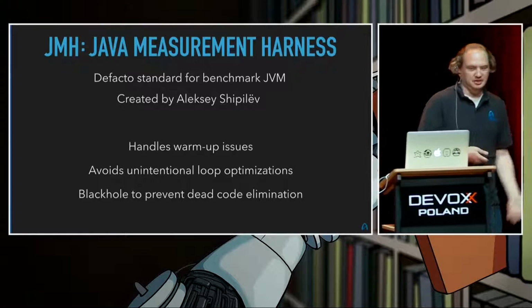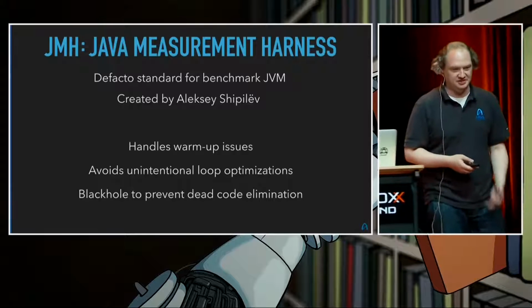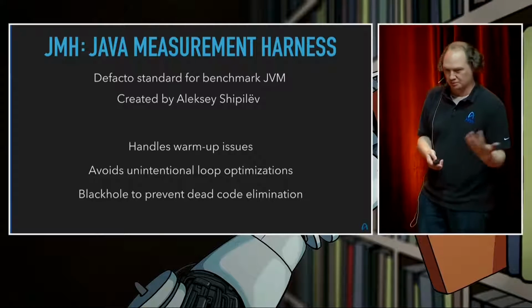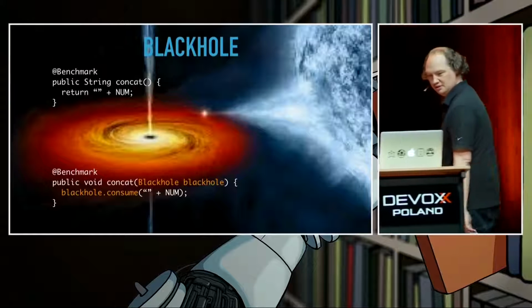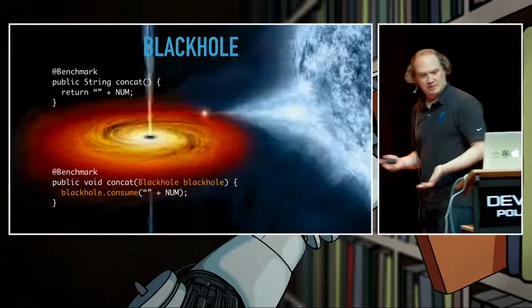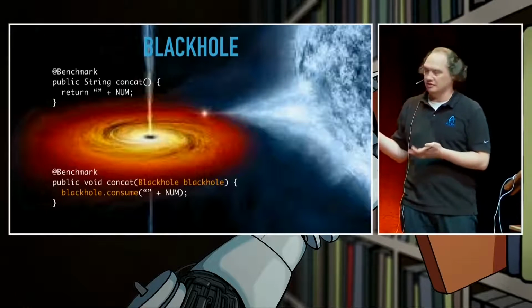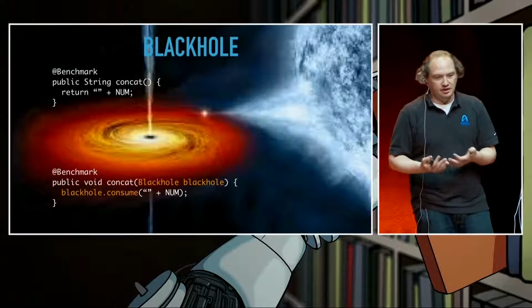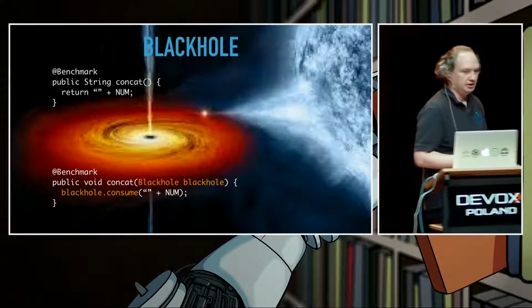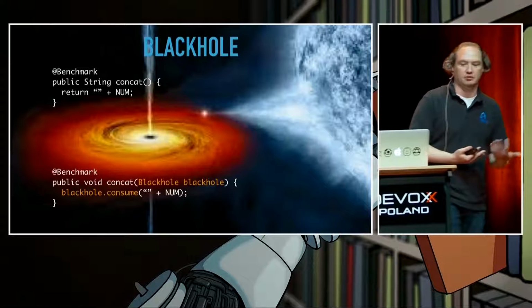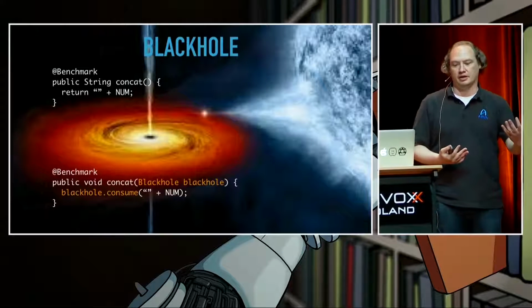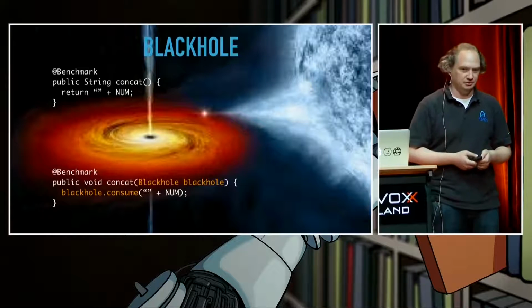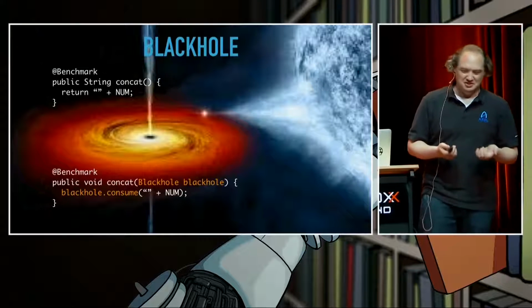And the one that sounds the coolest is it has this thing called the black hole to prevent something called dead code elimination. So in a simple benchmark, you can just return a string. So I'm going to start off with string concatenation. But if you've got a more complicated example, like you're trying to consume every element in an array, you can use Blackhole and say blackhole.consume. It just sounds fun, doesn't it?